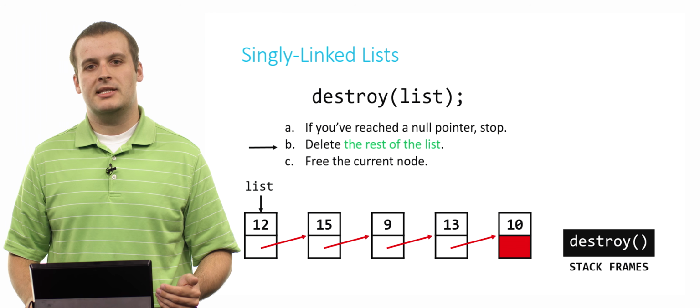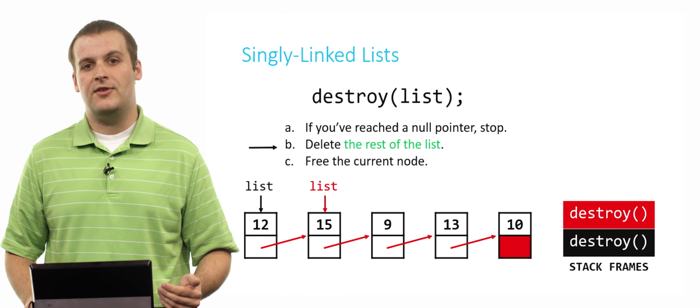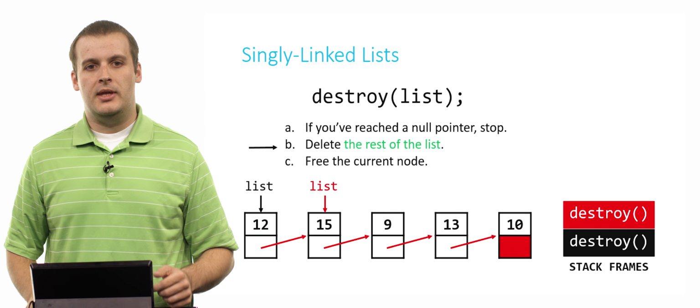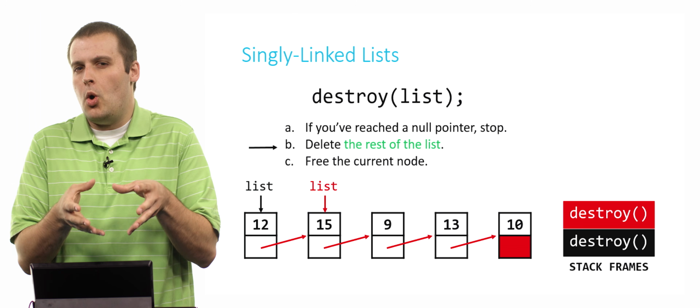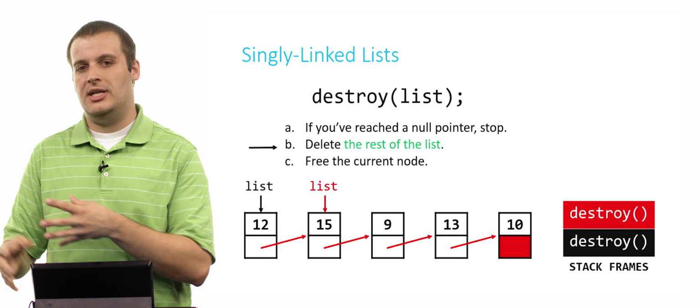Well, what does deleting the rest of the list involve? Well, it means making a call to destroy, saying that 15 is the beginning of the rest of the list we want to destroy. And so the call to destroy 12 is kind of on hold. It's frozen there, waiting for the call to destroy 15 to finish its job.